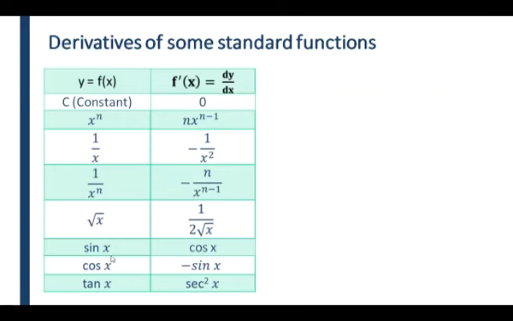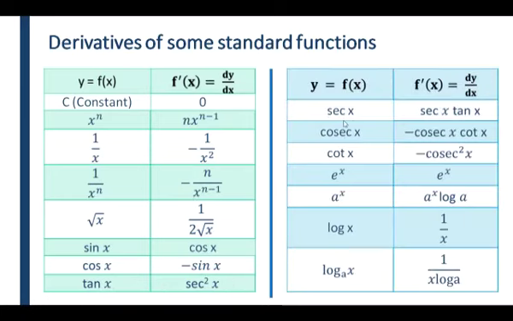Derivative of sin x will be cos x. Derivative of cos x will be minus sin x. Derivative of tan x will be sec square x. Next, derivative of sec x will be sec x tan x. Derivative of cosec x will be minus cosec x cot x. Derivative of cot x will be minus cosec square x. Derivative of e raised to x will be e raised to x log e. But what is log e? It is 1. So that is why derivative of e raised to x is e raised to x.